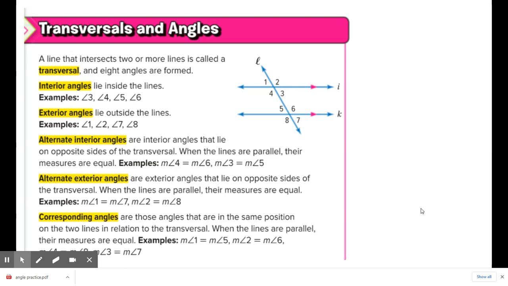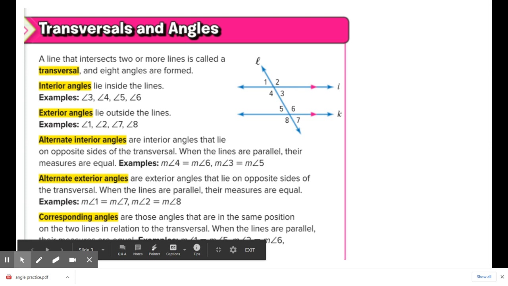If you have alternate interior angles, you also have alternate exterior angles. Again, those are the exterior angles, 1, 2, 8, and 7. And alternate means they're on opposite sides of the transversal. So 2 and 8 would be congruent to one another, and the measures of 7 and 1 would be equal.